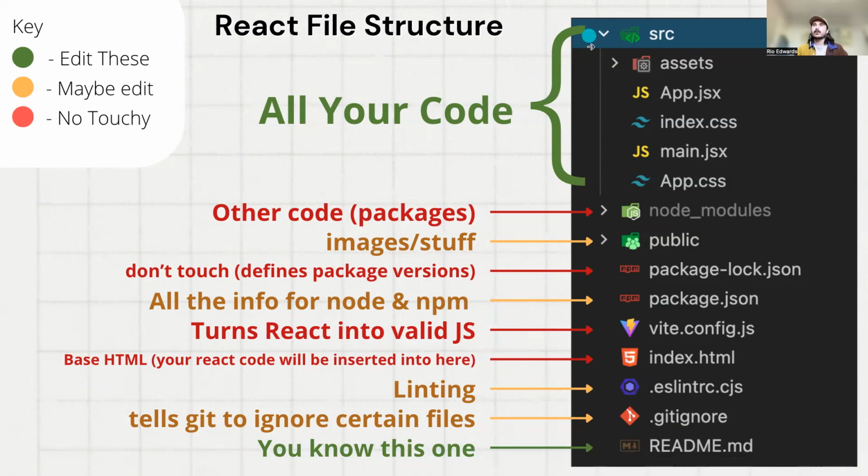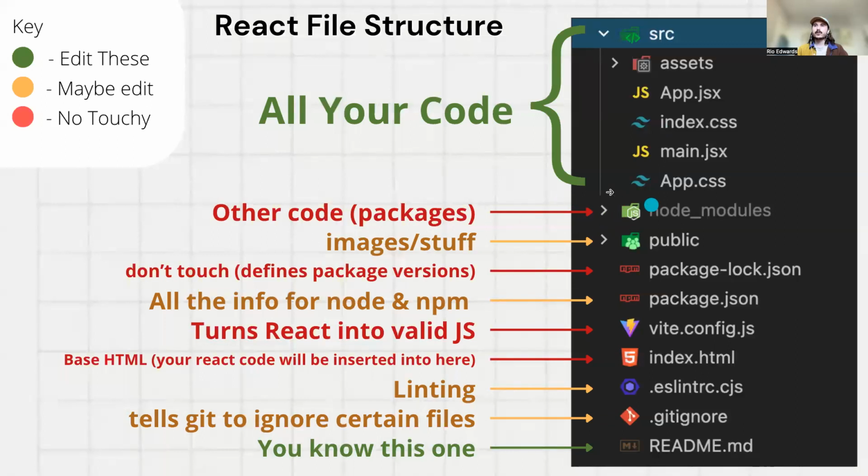So in your source directory, that is where all of your actual React code is. All of your components, your app component, and any other new components you make, those are all going to be in your source directory. And also your CSS.